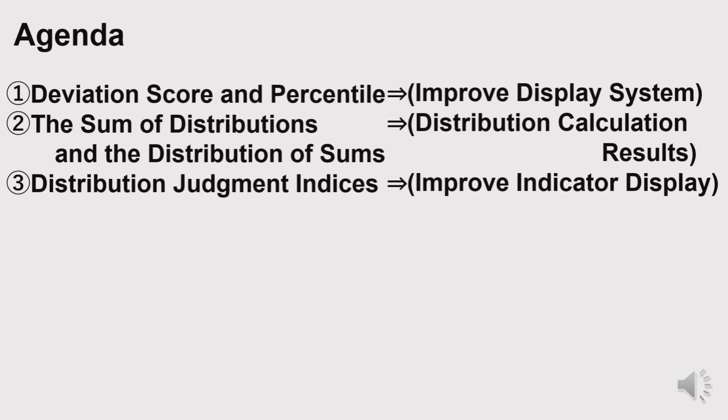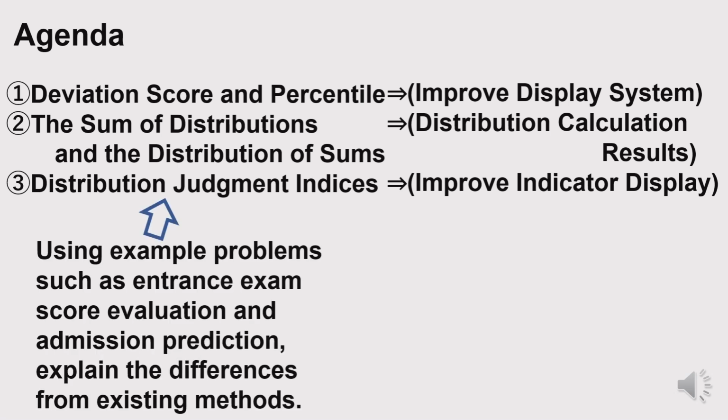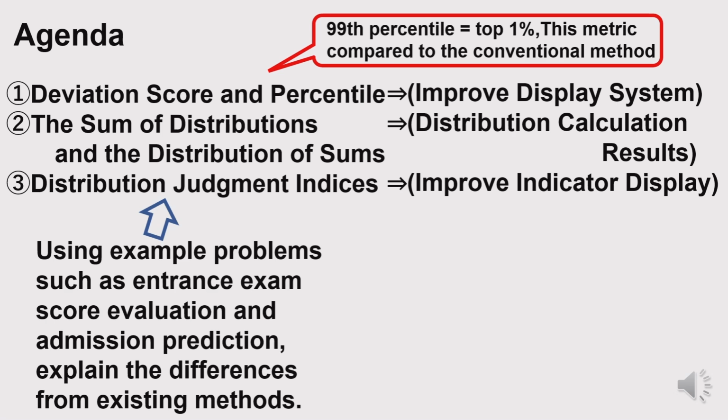Here's what's on today's agenda. First, I'll talk about the errors and deviation scores like those used in entrance exams and show how using actual data to build distributions and then calculating percentiles gives different results. A quick note, a percentile means where you stand compared to others. For example, the 99th percentile means your score is higher than 99% of the people, so you're in the top 1%. We'll compare the old method and the improved one using percentiles.